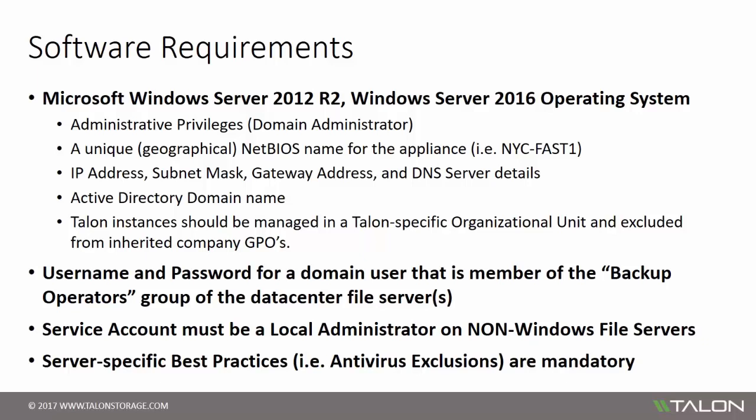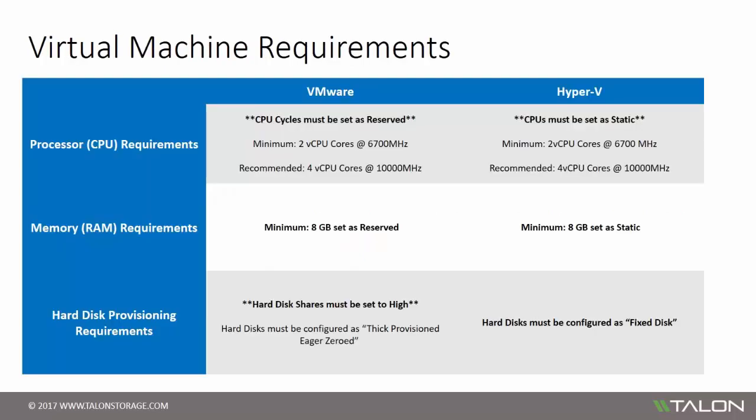Server-specific best practices and requirements, such as antivirus exclusions, are mandatory to be applied prior to deploying the solution. Please ensure you have the right exclusions in place for the virus scanning software that runs on your Windows platforms. For virtual machines, certain settings must be configured to ensure optimal performance of the software. For example, RAM must be configured as reserved or static, depending on your hypervisor platform.